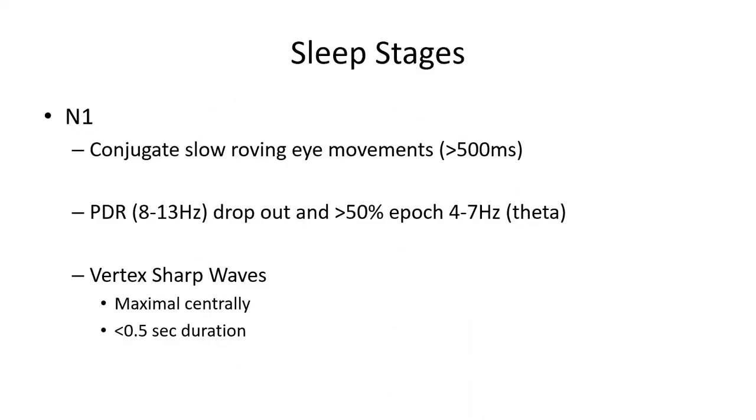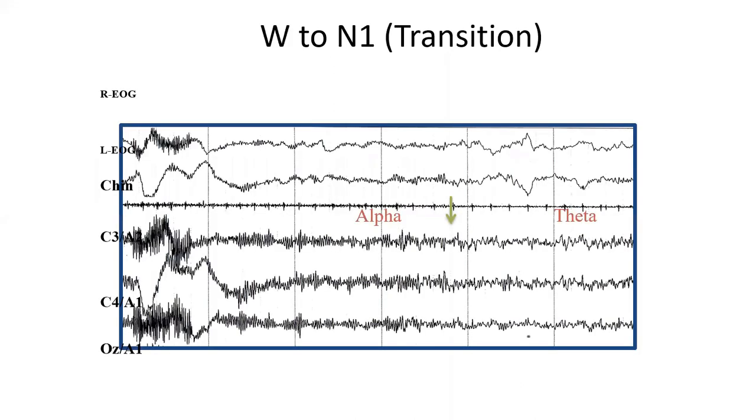So in N1, we get those wonderful slow rolling eye movements. These are greater than 500 milliseconds, and we get this dropout of our normal posterior dominant rhythm. We get this theta activity, and there has to be more than 50% of the epoch for us to call it N1. We also get vertex sharp waves, and these are less than half a second in duration, and they're maximal over the central leads.